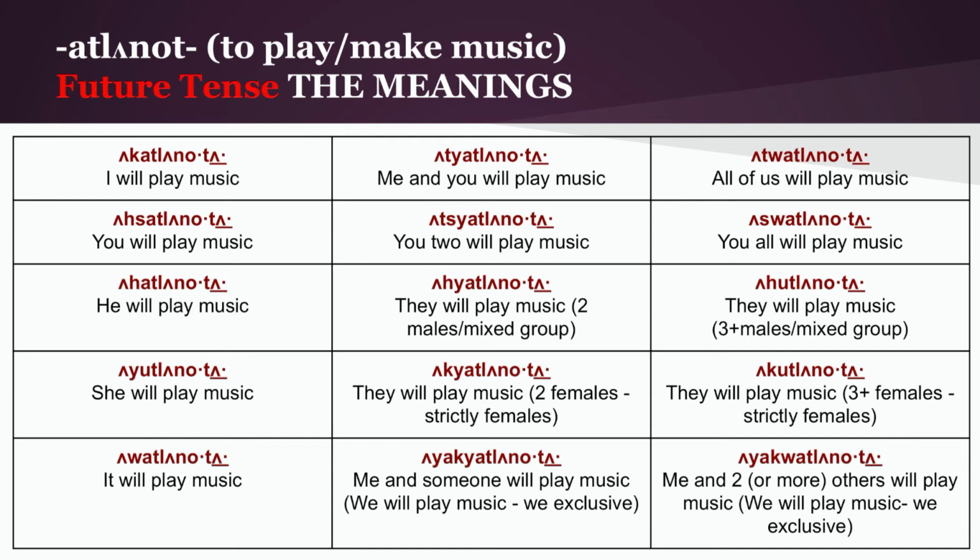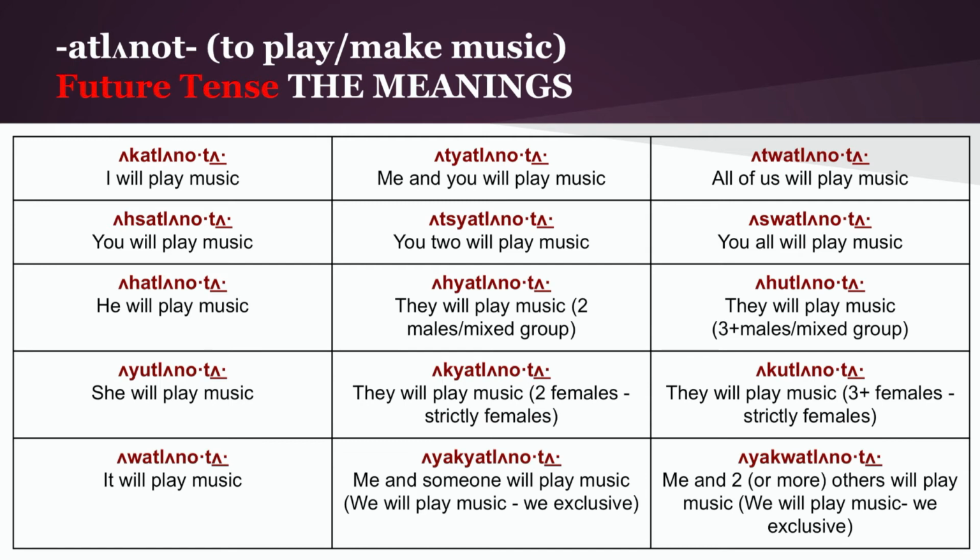On diadlanod, me and you, we will play music. On jadlanod, you two will play music. On hiadlanod, they will play music. Who? Two males. On gyadlanod, they will play music. Who? Two females. On yagyadlanod, me and someone will play music. You can also say we will play music. It's just assumed that you're talking about a we exclusive.